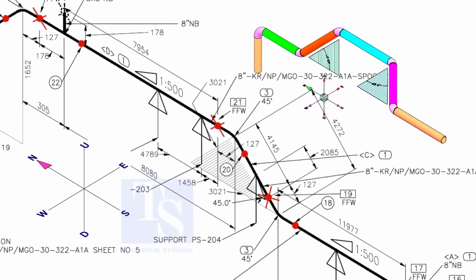What does this triangle 1 east to 500 mean? It means the pipe is sloping towards the north by 1 mm in every 500 mm length.